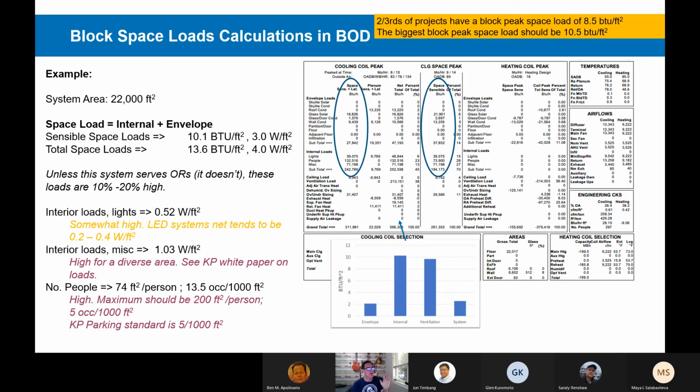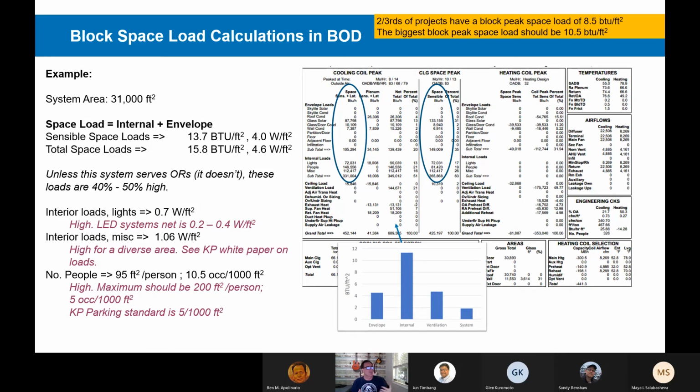By the way, if you don't know, Kaiser standard is 5 parking spaces per 1,000 square feet. So 200 square feet per person in a system means that the parking lot is 100% full. And if the parking lot is 80% full, that'd be more like 250 square feet per person. So a much better assumption, right?